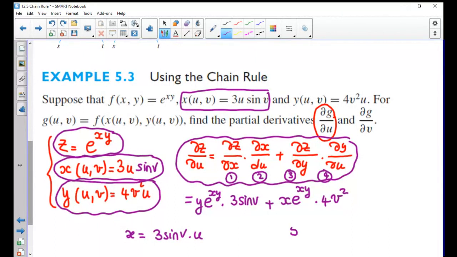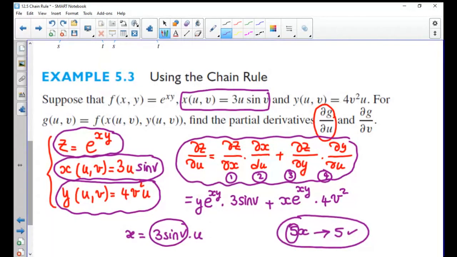It's a bit like when you want the derivative of 5x. What is the derivative of 5x? Do you need to use the product rule here? Do you need the product rule? No, because 5 is a constant. So its derivative is 5. Same thing here. This is a constant. 3 sine v is a constant. There is no u there. So the derivative is 3 sine v only.